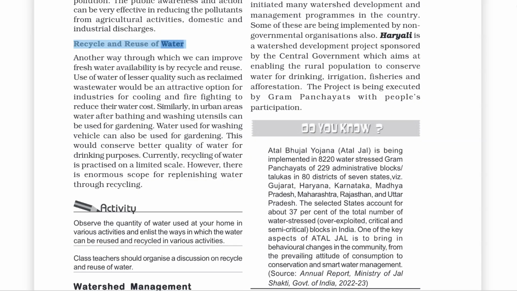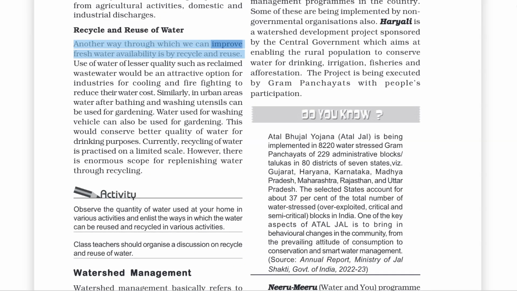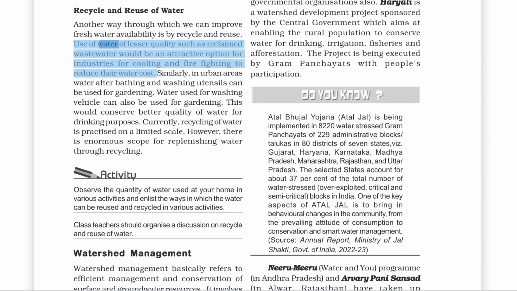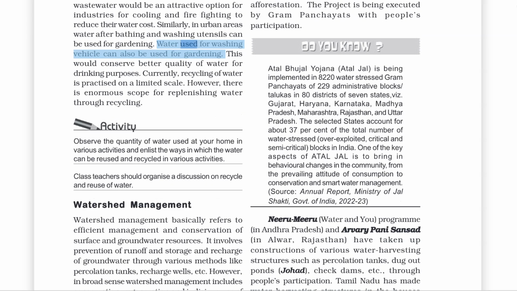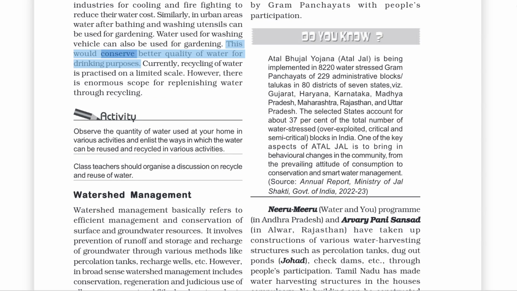Recycle and reuse of water. Another way through which we can improve fresh water availability is by recycle and reuse. Use of water of lesser quality, such as reclaimed wastewater, would be an attractive option for industries for cooling and firefighting to reduce their water cost. Similarly, in urban areas, water after bathing and washing utensils can be used for gardening. Water used for washing vehicles can also be used for gardening. This would conserve better quality of water for drinking purposes.